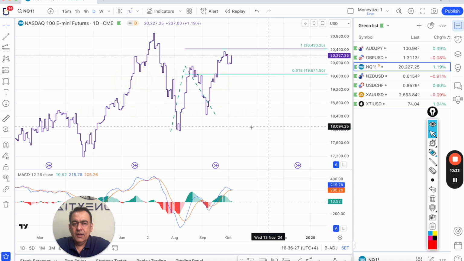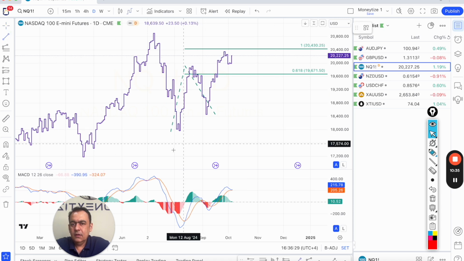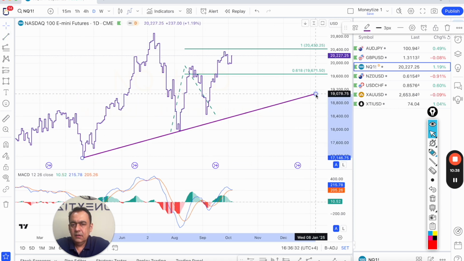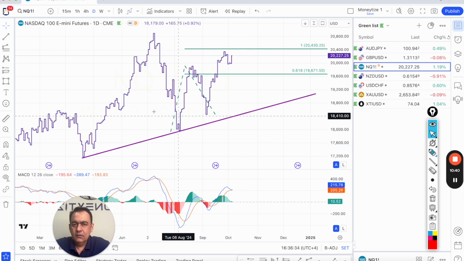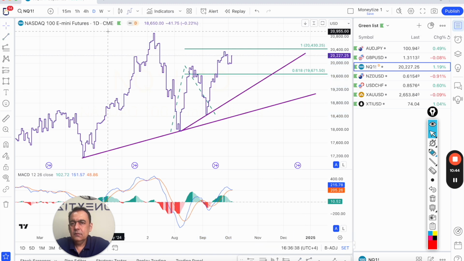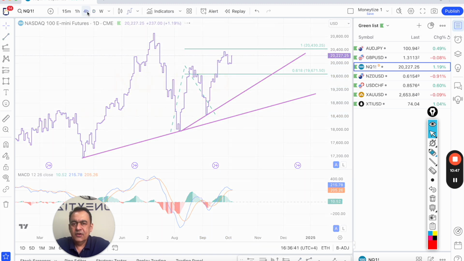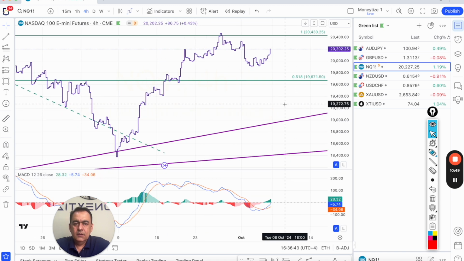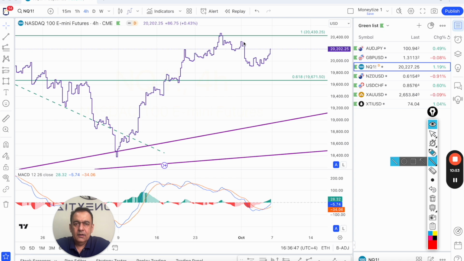Now I'm going to apply a rising trend line here, connecting the lows and the higher lows, and we also have the next rising trend line here. Now let's move down to 4-hourly chart. Based on 4-hourly chart, the pattern looks bullish here, but it will face a major resistance around 20,400. We also got bearish divergence here, which means the BOS is done.